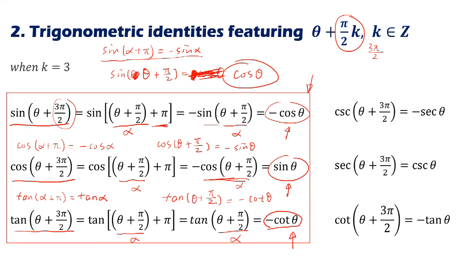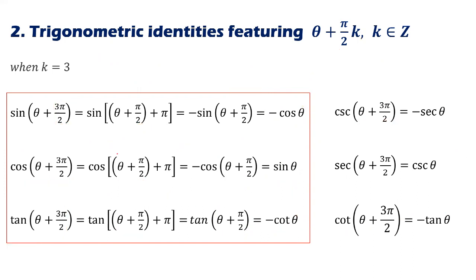So these are for the primary ratios. For the secondary ratios on the right, again, use the reciprocal properties. You can easily see that cosecant has the same property as sine, secant has the same behavior as cosine, and cotangent has the same behavior as tangent. Understand? Okay, I'll give you some time to read through this. Any questions, you can let me know.